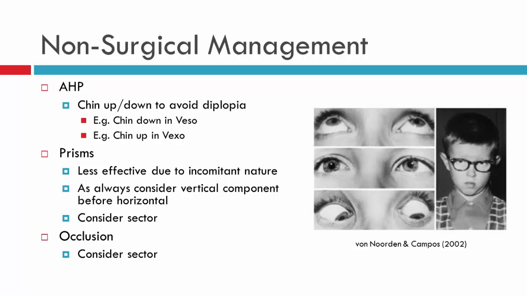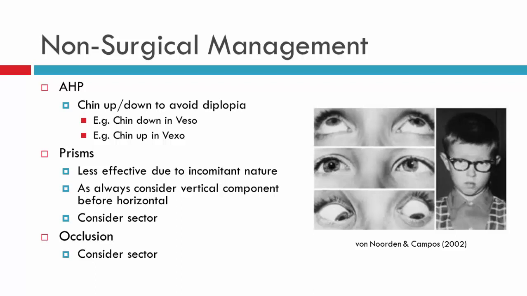You could consider a sector prism, so you put a prism up in the top part of the glasses, for instance, if the patient has an issue in up gaze. And of course, you can also consider occlusion for diplopia and sector occlusion, where you're looking at trying to alleviate diplopia in one of the positions of gaze.